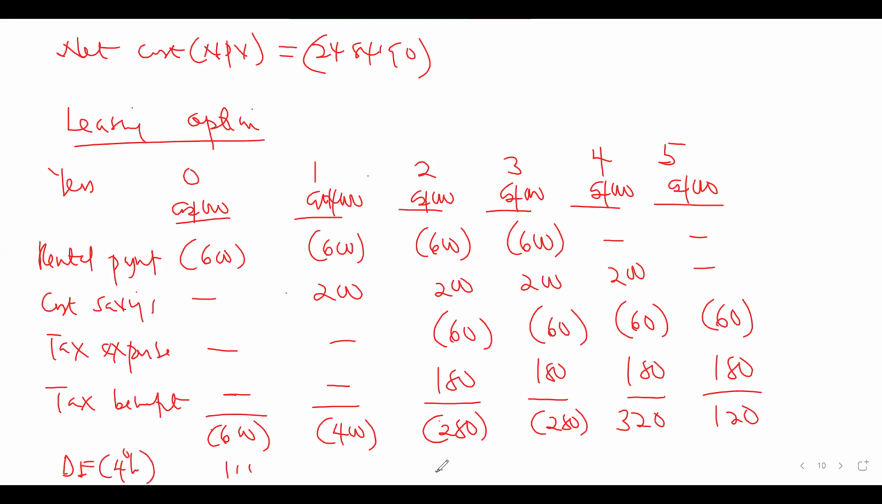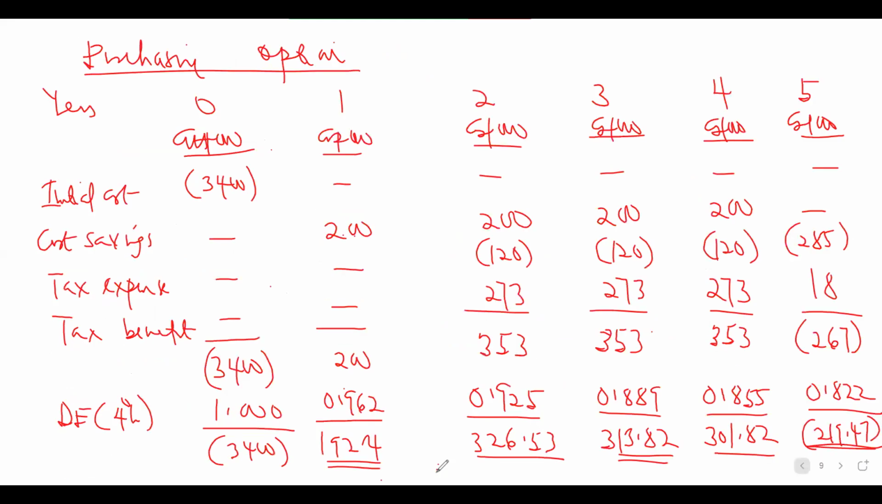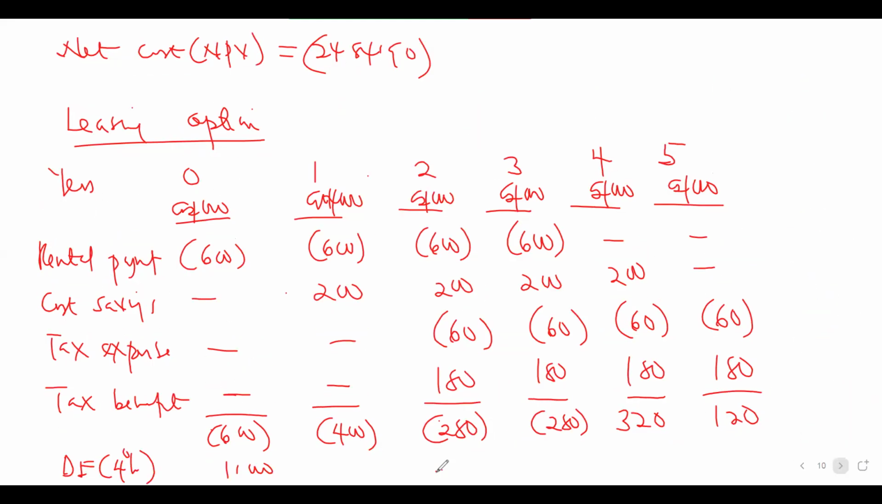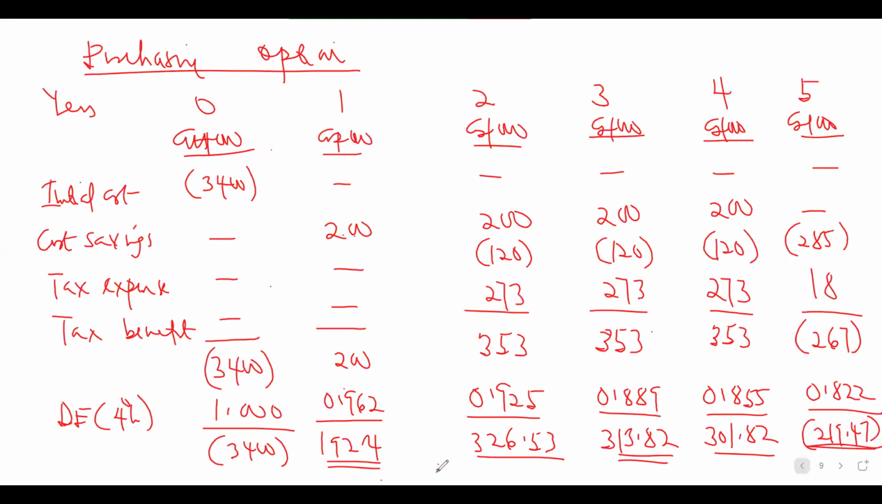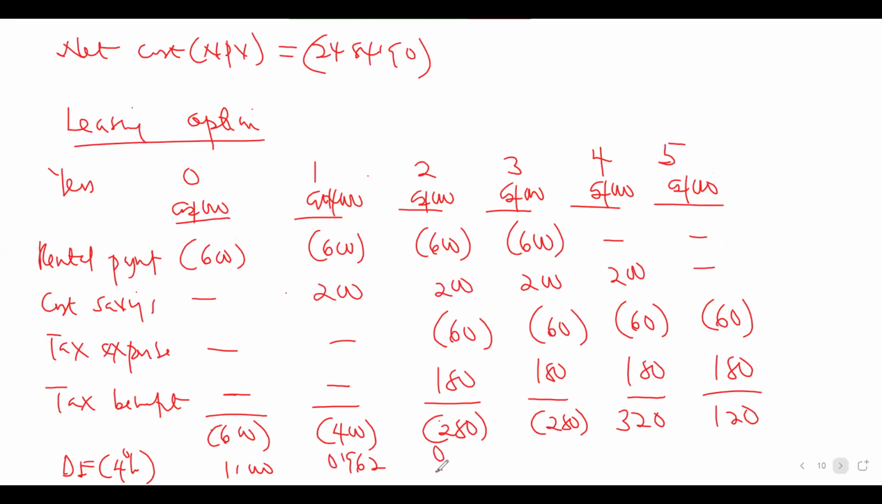We're going to have 1.00. So let's bring that one here. We have 0.962. Hello, sir. Yes, please. So the tax benefit of 180, right? The tax benefit of 180.